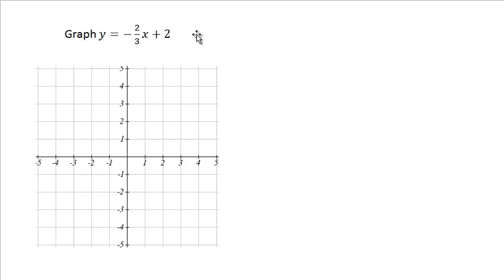So now let's try another one. Let's try graphing y equals negative 2/3 x plus 2. Go ahead, give it a try. So if we want to graph this, there's sort of two ways we can do it, which we talked about last class. One is we can calculate pairs of values. So for example, I could say when x is 0, my y would be negative 2/3 times 0 plus 2. And 0 times anything is 0, plus 2 is 2.